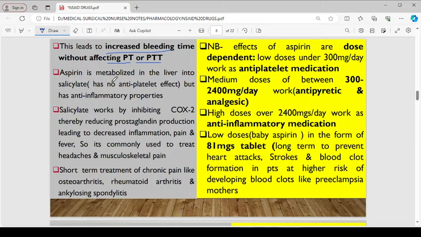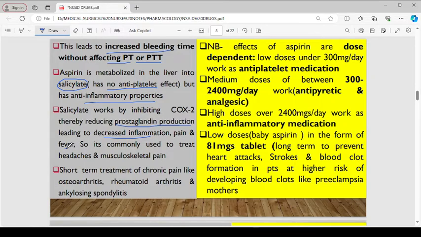Aspirin is metabolized in the liver into a component referred to as salicylate. Remember, this salicylate has no antiplatelet effect but has anti-inflammatory properties. So this salicylate works by inhibiting COX-2, thereby reducing prostaglandin production. Right? Remember, COX-2 is more related with prostaglandin production. So this will lead to decreased inflammation, pain, and fever.